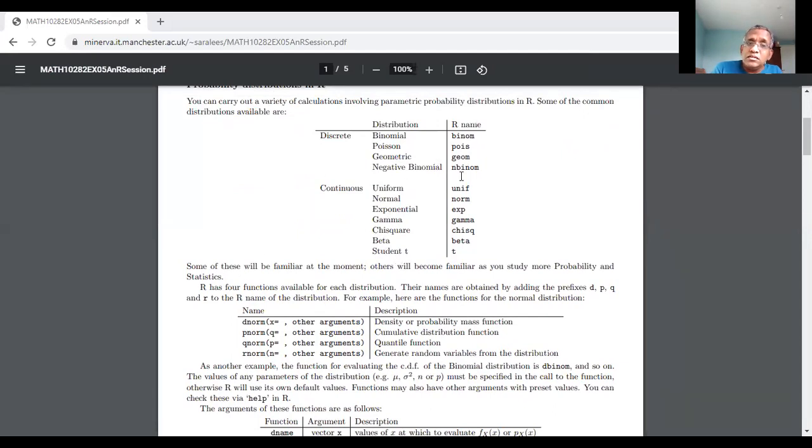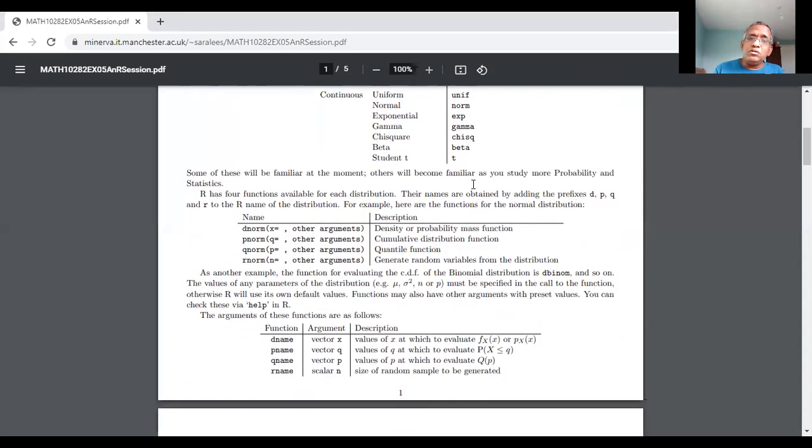Now, R has certain abbreviations for these distributions. So binomial is abbreviated by BINOM. Poisson is POIS. Geometric is GEOM. Uniform is UNIF. Normal is norm, and so on.